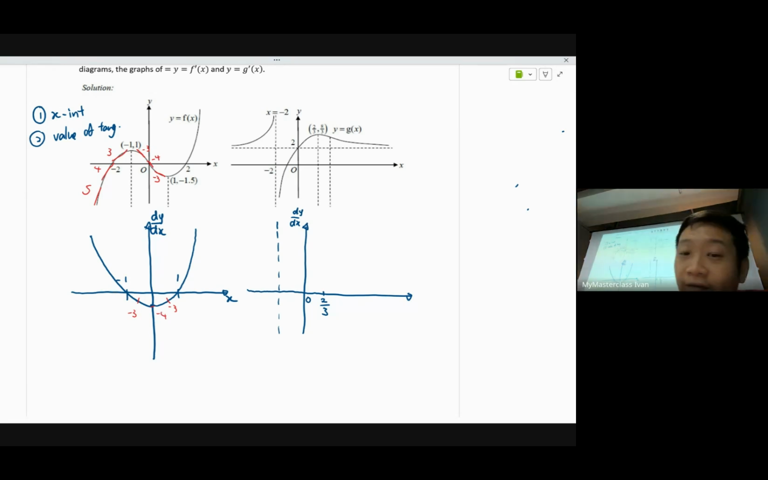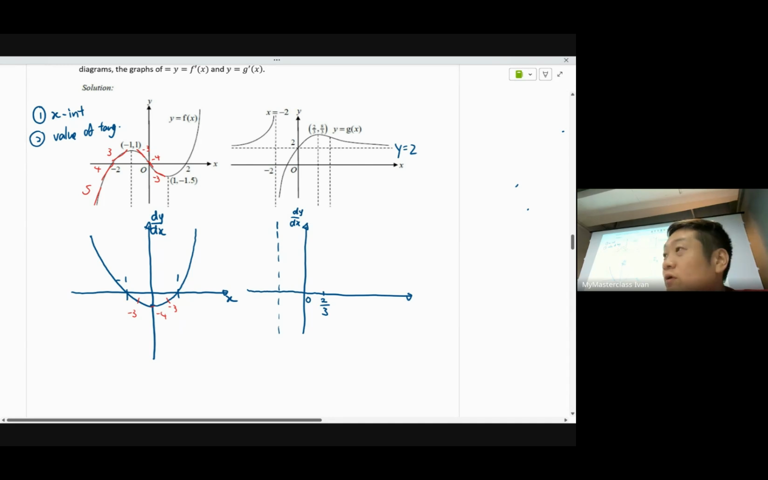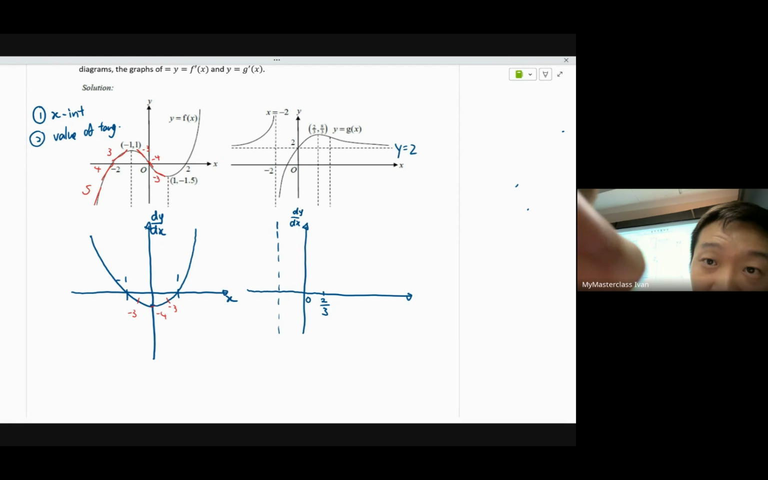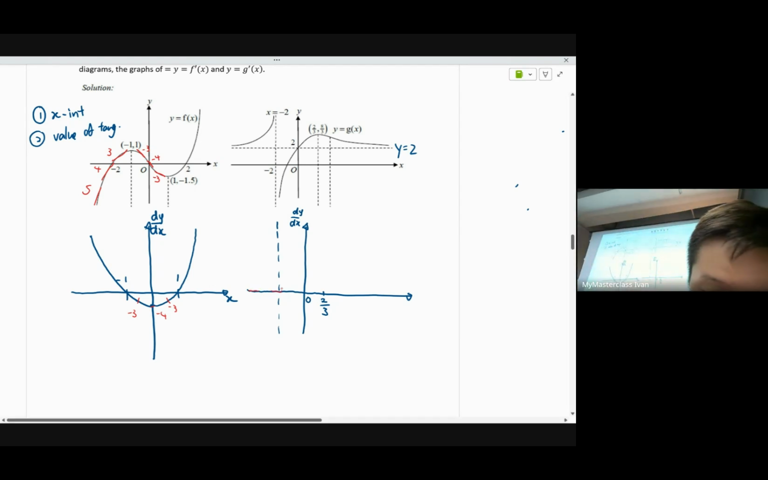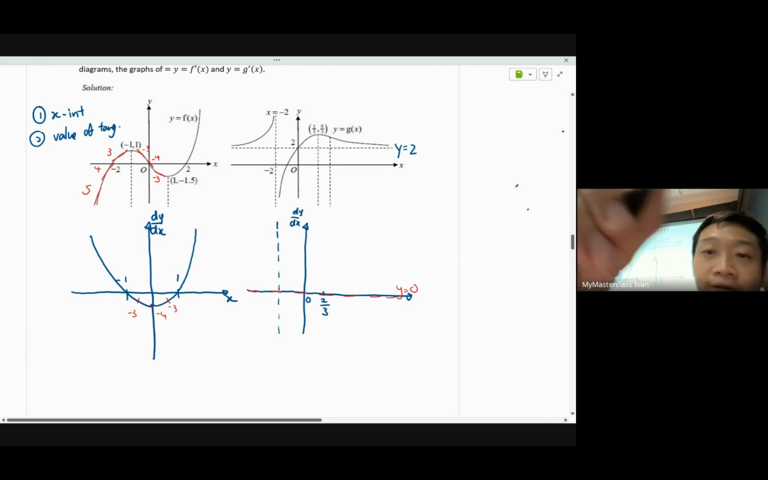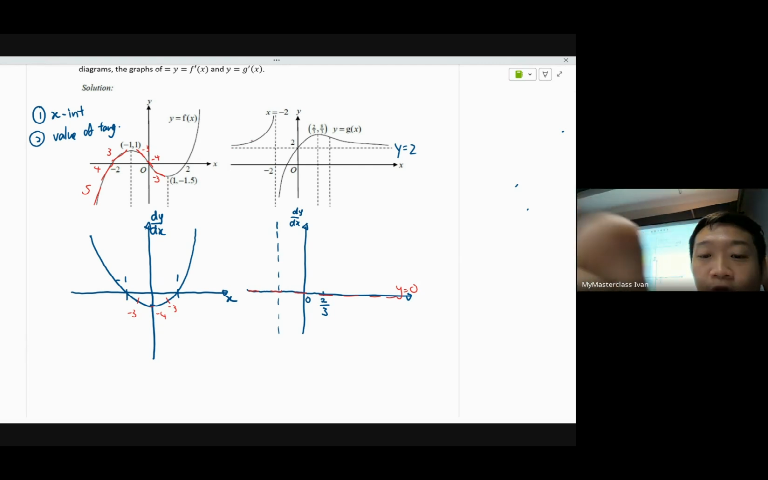Understand? Now, can you see the horizontal line, y equals 2? What is the gradient of y equals 2? 0. So there is a horizontal asymptote over here. You all try to highlight yourself. This part that follows like that will always follow the same suit.